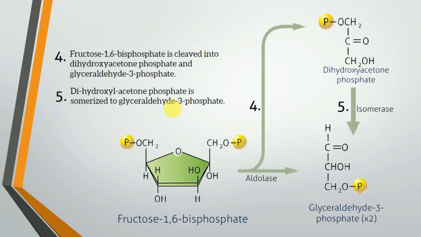In step 4 and step 5, the cleavage of fructose 1,6-bisphosphate takes place into two molecules. One is glyceraldehyde 3-phosphate and another is dihydroxyacetone phosphate. Dihydroxyacetone phosphate is the isomer of glyceraldehyde 3-phosphate. So an enzyme called isomerase will convert dihydroxyacetone phosphate into glyceraldehyde 3-phosphate. Here x2 means 2 molecules of glyceraldehyde 3-phosphate. The cleavage in step 4 takes place by aldolase.